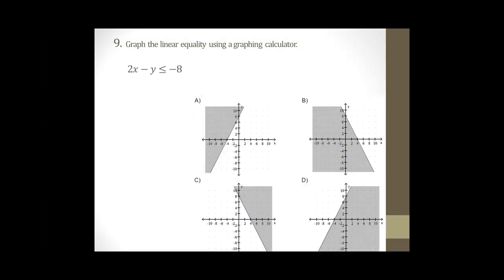So number 9 says to graph linear inequality using a graphing calculator. So here's our inequality here. 2x minus y is less than or equal to -8. So like I said before, you want to put it in slope-intercept form if you're going to use the graphing calculator. So we want to set it where y is by itself. So let's start by subtracting 2x.